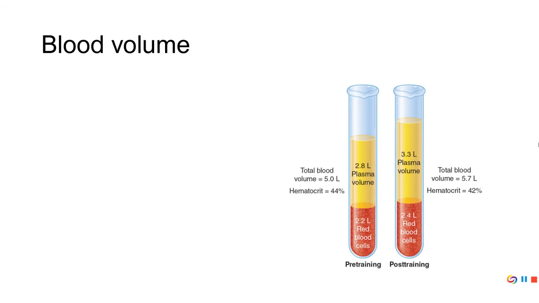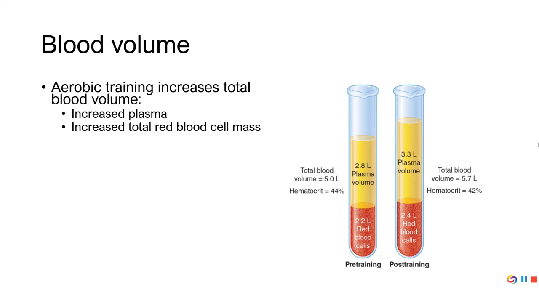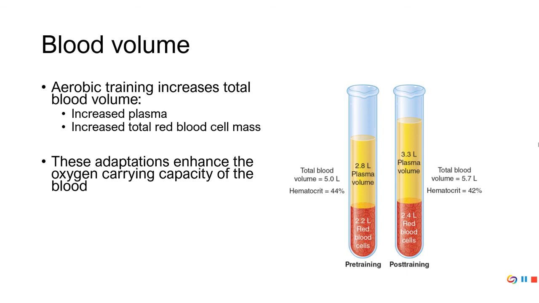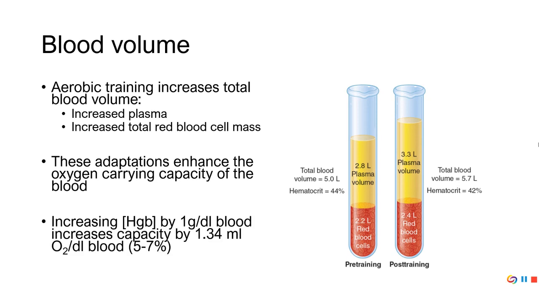Next, we have blood volume. And so when we train, we have an increased blood volume, and this happens 2 ways. One, will increase the amount of plasma, so the amount of fluid, as well as the number of red blood cells. And so ultimately what happens is, if we've got more red blood cells, more blood volume, we can carry more oxygen.